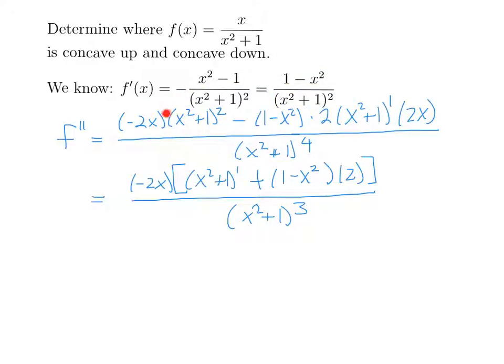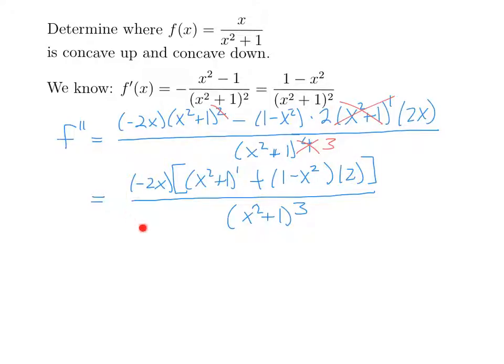We notice on the top that we have a negative 2x and a 2x with a negative sign that we can factor out at the top. We also notice there's an x squared plus 1 showing up in both terms on the top as well as on the bottom. And so we can factor out an x squared plus 1 from everywhere, cleaning up our expression just a little bit.